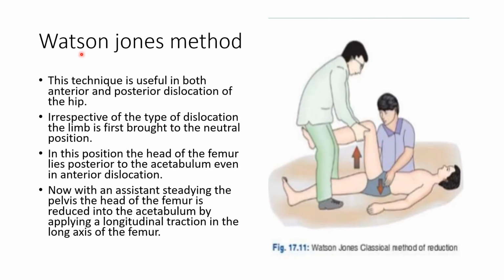Then we have the classical Watson-Jones method. This technique is useful in both anterior and posterior dislocation of the hip joint. Irrespective of the type of the dislocation, the limb is first brought to neutral position. In this position, the head of the femur lies posterior to the acetabulum, even in anterior dislocation. Now with an assistant steadying the pelvis at the anterior superior iliac spine, the head of the femur is reduced into the acetabulum by applying a longitudinal traction in the long axis of the femur. It is simple and effective when compared to Bigelow's method.